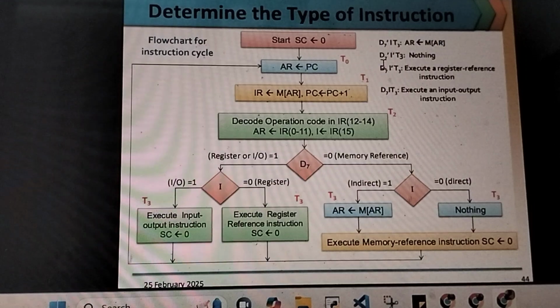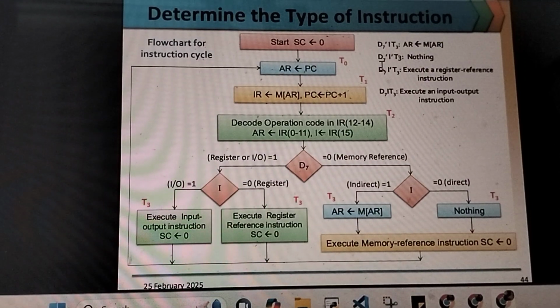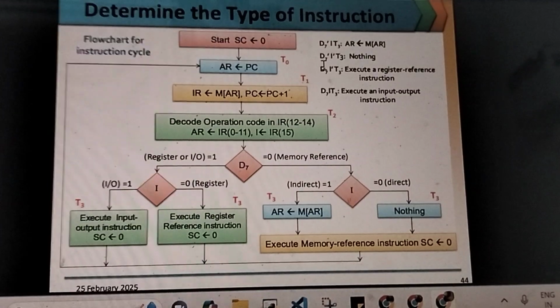So what this flowchart is trying to tell us is how a set of 16 digits, that too all of those digits being just zeros and ones, can be broken down and decoded to give us a coherent instruction which contains both an operation as well as the location of the operand. So yeah, that is about type of instructions.